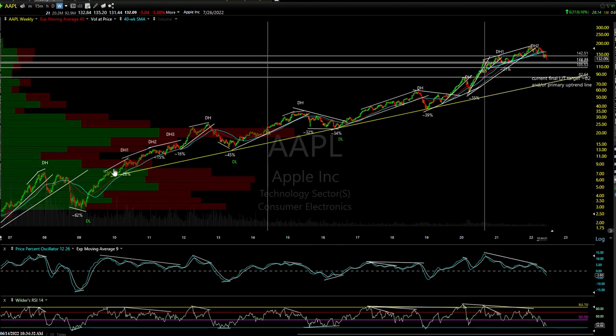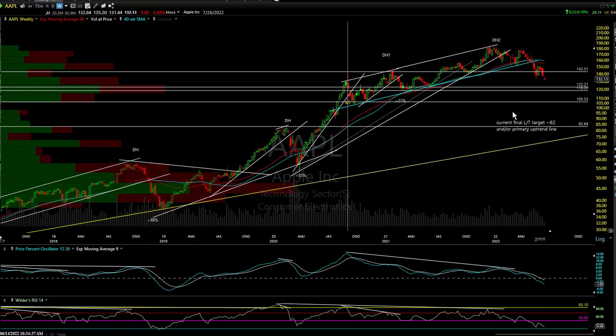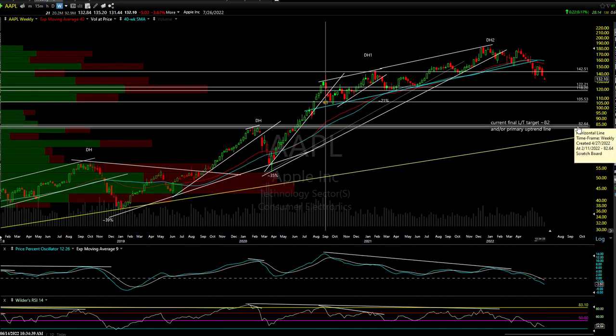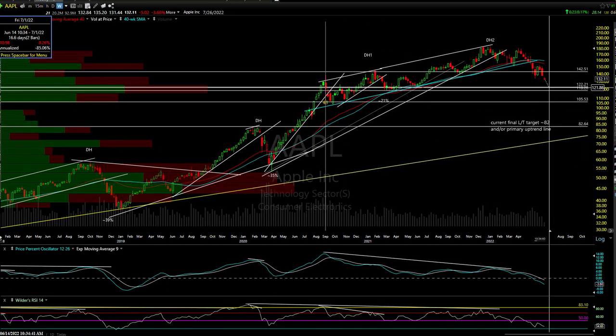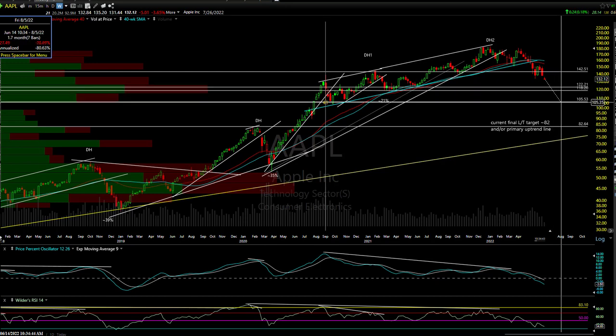So you want to see that long-term primary trend line. This is what it looks like. It comes in off the early 2010 lows, and it lines up with that final long-term target down there. So a lot more downside. But again, we're not going to get there straight away.